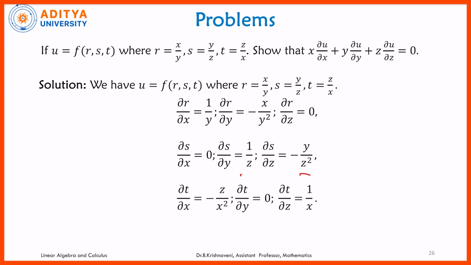Coming to the function t is equal to z by x. Now, dou t by dou x: z into 1 by x, the derivative is minus 1 by x square. Dou t by dou y: constant, the derivative is 0. Dou t by dou z: z by x, 1 into 1 by x, that is 1 by x.